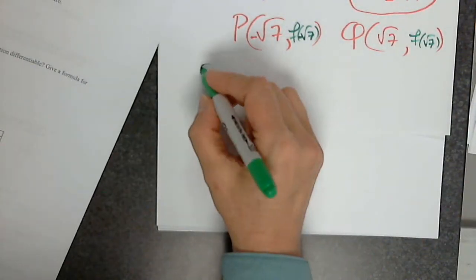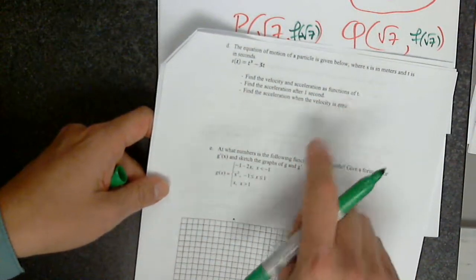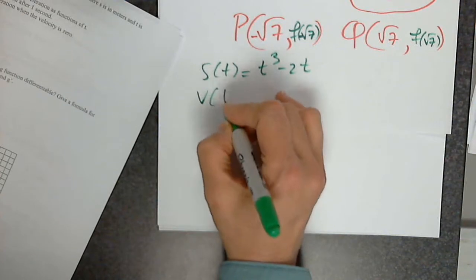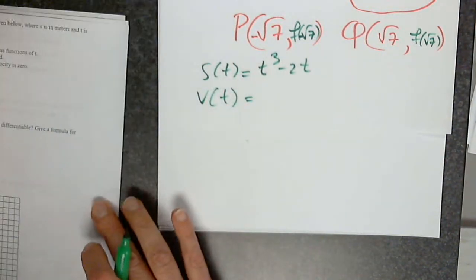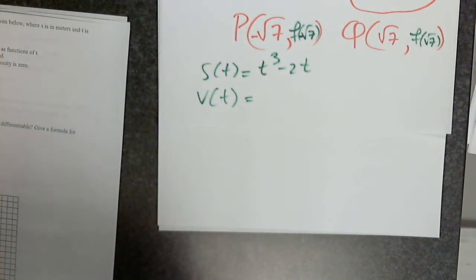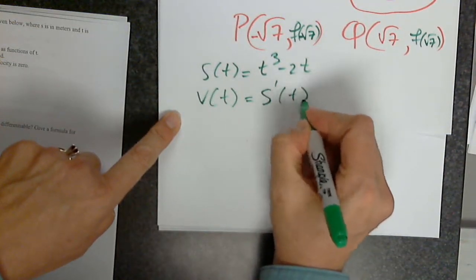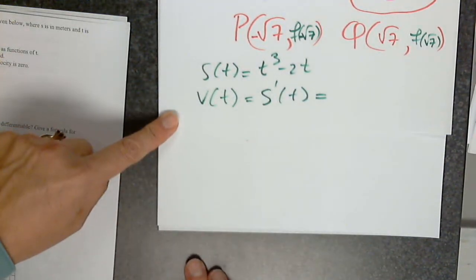So I have s of t, which is t cubed minus 2t. I'm asked to find the velocity as a function of t, v of t. What is the velocity? The velocity is the rate of change of distance with respect to time. So it's s prime of t. How much is that?